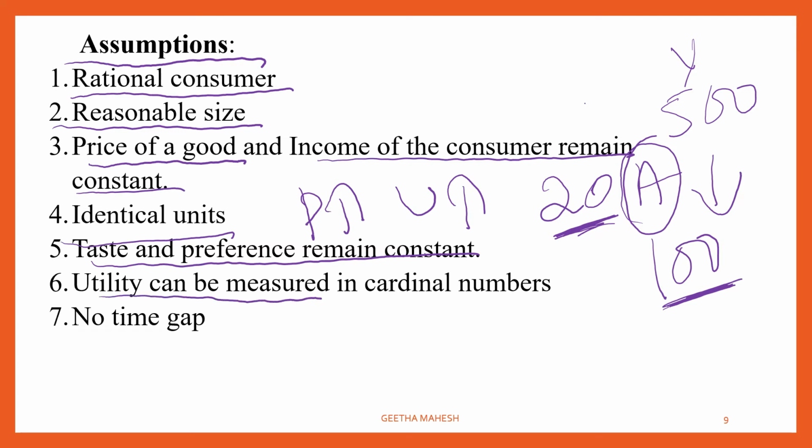Utility can be measured in terms of cardinal numbers, that is 1, 2, 3, 4 and so on. No time gap. It means that when we are conducting the experiment, the consumption should be continuous. That means consumption should go on without any time gap.